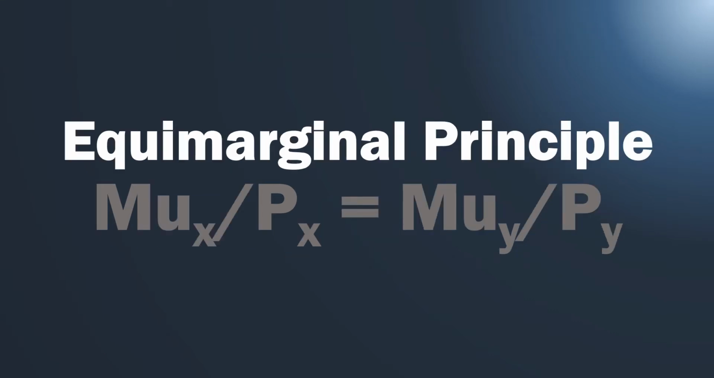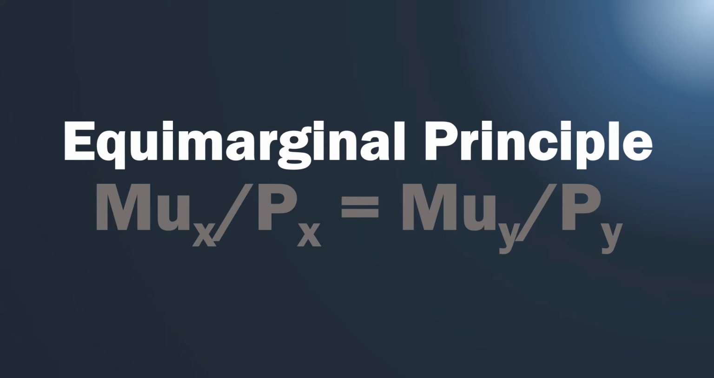From basic economic theory, we also know that our optimal bundle will fit with what's called the equi-marginal principle, which is the marginal utility of X over the price of X is equal to the marginal utility of Y over the price of Y. Some people call this our overall consumer equilibrium.